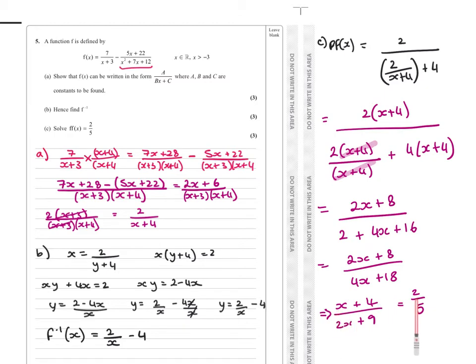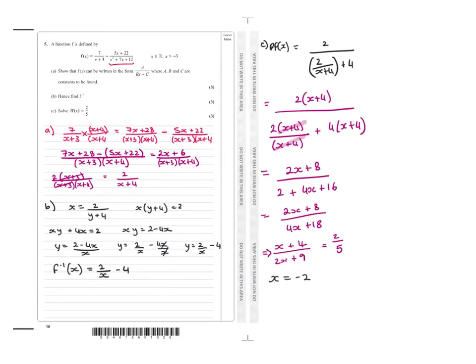Something plus 4 gives me 2. What is that? Minus 2. And 2 lots of minus 2 plus 9, does that give me 5? Yeah, great. So x equals minus 2 is the answer. Okay, you don't actually have to solve it.